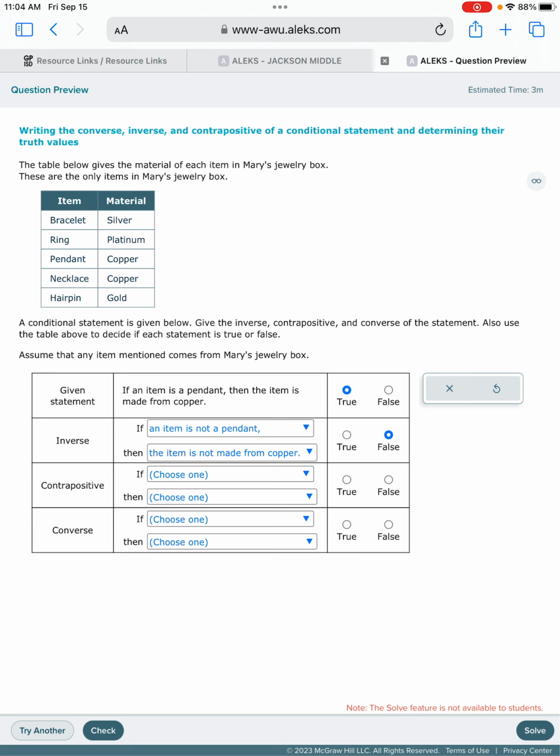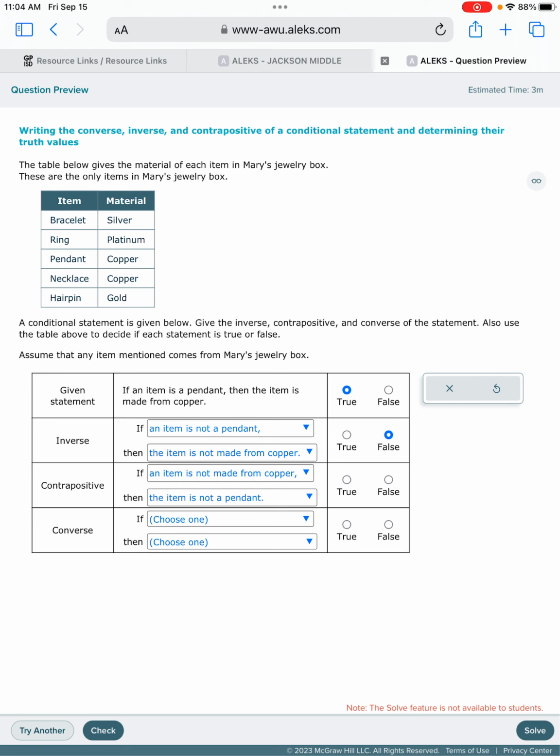the original statement said if an item is a pendant, so now we're going to put that at the end of the statement on the then, and also add the word not, so we're going to say then the item is not a pendant. And for our original statement, the then said the item is made from copper. So now it's going to be our if, and we're going to add the word not. So it's going to say if the item is not made from copper.